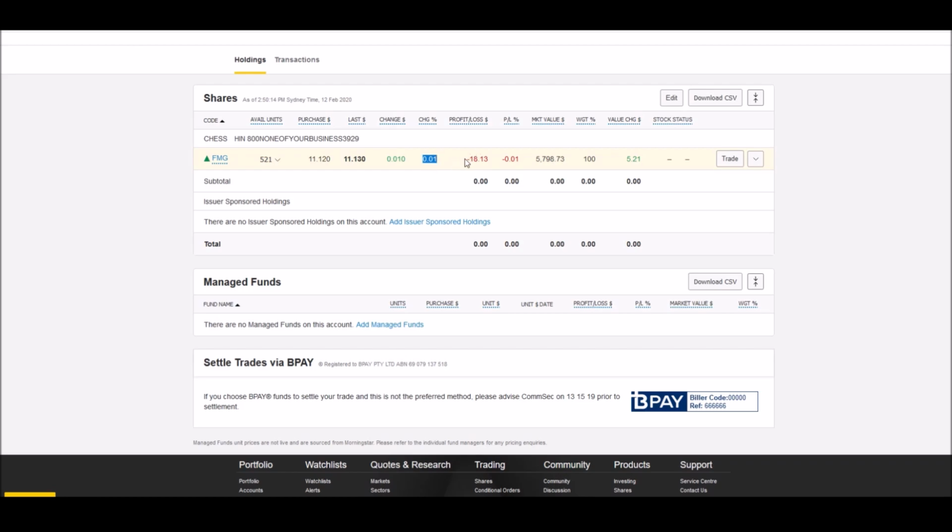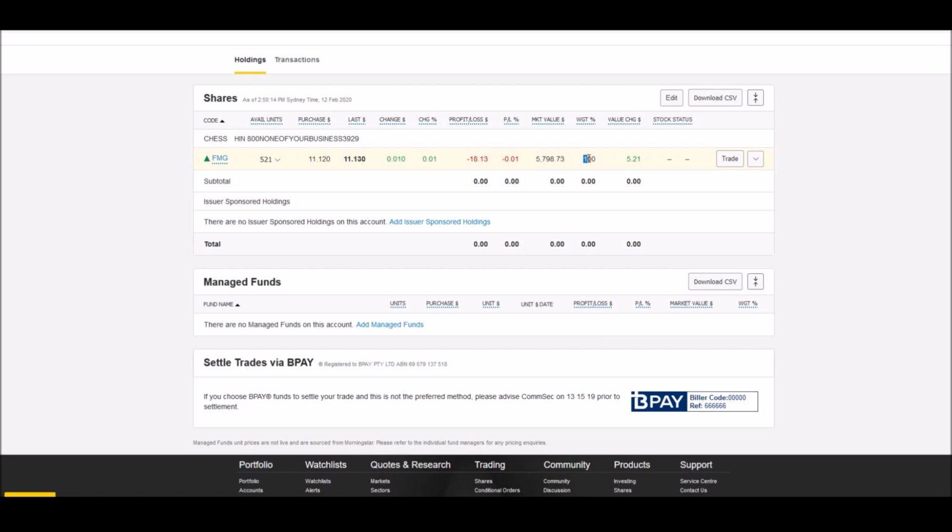When we look at the profit and loss, we're sitting at an $18.13 loss. And the reason we're sitting at a loss and not a profit is because this number here factors in that we paid brokerage. So we're currently sitting at a loss until we cover our brokerage fees from profits. So the entire trade that we have here, we're sitting at 0.01% profit and loss, or in this case, a loss at the moment. We've got a market value just under $5,800.